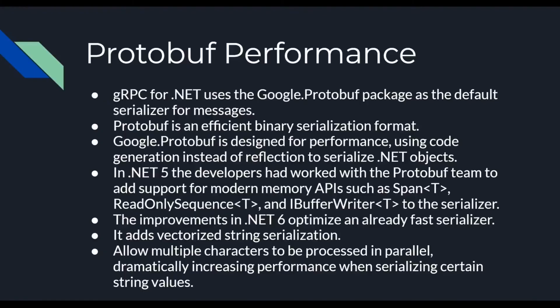Another improvement which .NET 6 brings in terms of gRPC is the Protobuf performance improvement. gRPC for .NET, as we all know, uses the Google Protobuf package as the default serializer for messages. Protobuf is an efficient binary serialization format, and Google Protobuf is designed for performance, using code generation instead of reflection to serialize .NET objects. In .NET 5, the developers worked with the Protobuf team to add support for modern memory APIs such as Span, ReadOnlySequence, and IBufferWriter to the serializer. The improvements in .NET 6 optimize an already fast serializer.